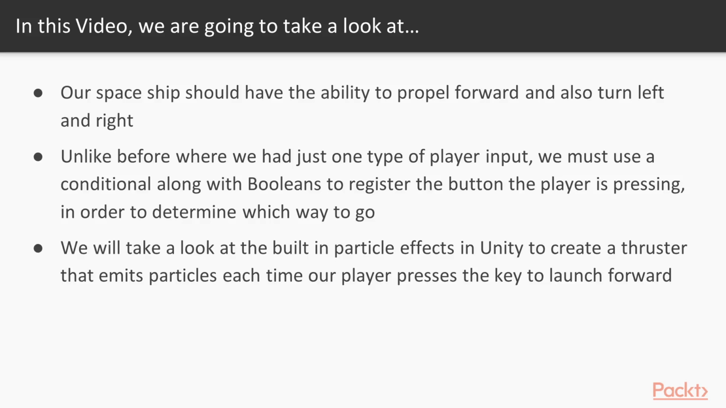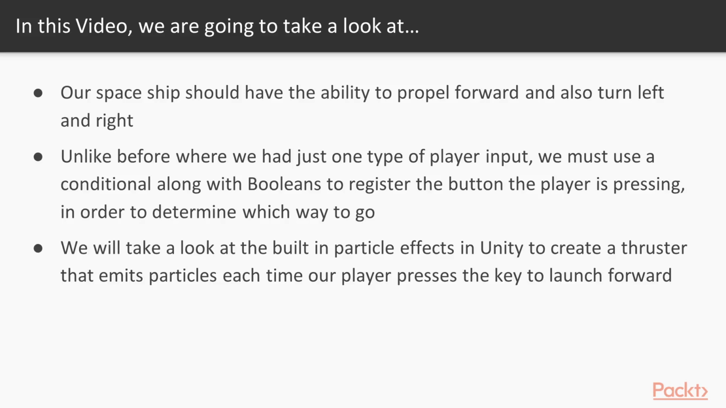Our spaceship right now should have the ability to propel forward and also turn left and right. Before in our Flappy Bird game, we only had one direction to put input into and direct the bird object to go up. However, in this case, we want the spaceship to move forward and then be able to turn left and also right.